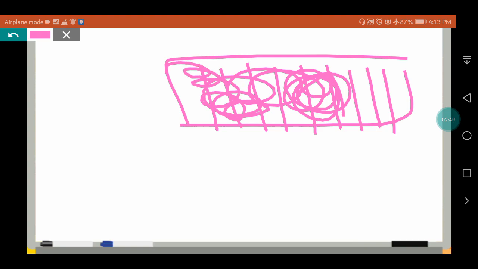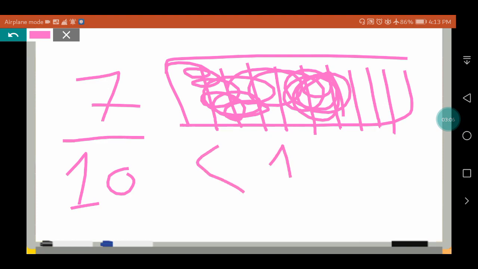and I ask you to represent the shaded parts as a fraction, you will count how many shaded parts we have: 7 shaded parts. And we have how many equal parts? We have 10 equal parts, so 7 tenths. Okay, 7 tenths, as we know, is less than 1.